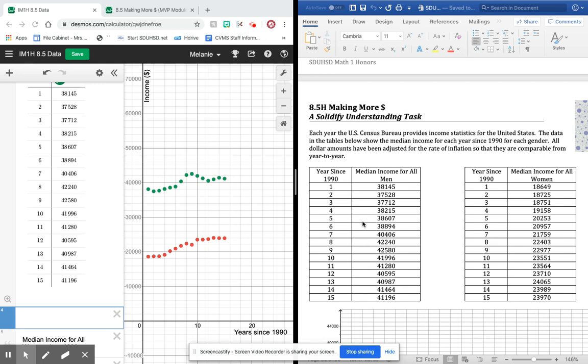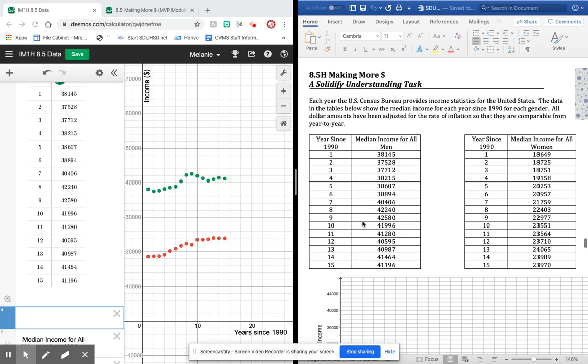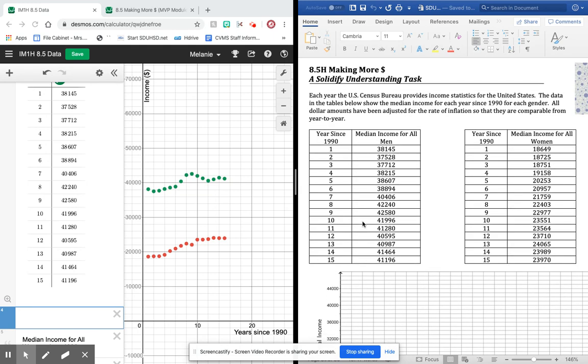Okay, today we're going to work on the 8.5 task for Math 1 Honors. We're going to be talking about correlation coefficients, linear regression, line of best fit, and using the line of best fit to predict future information, future data. So we start with this situation where each year the U.S.